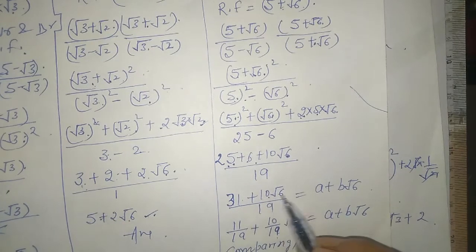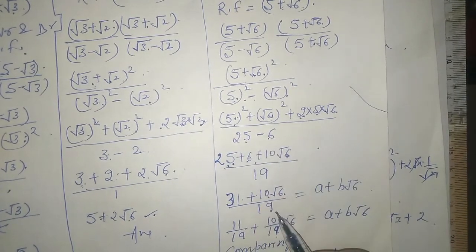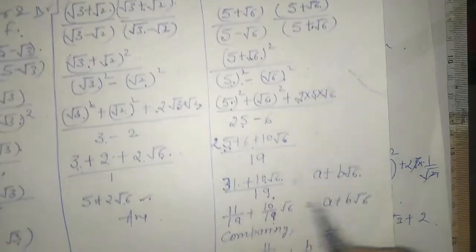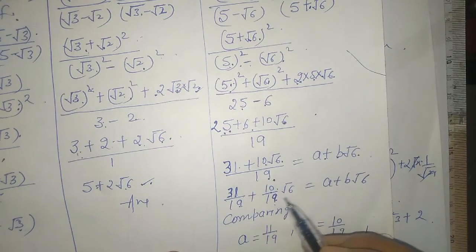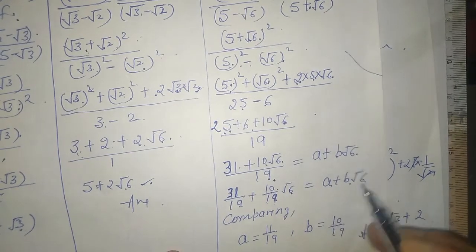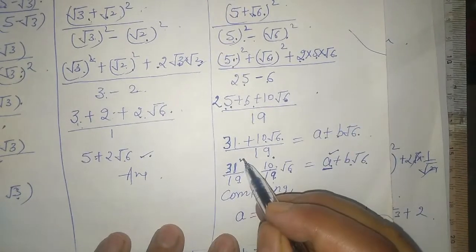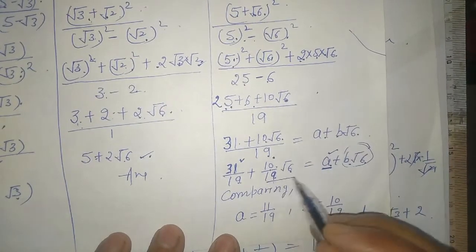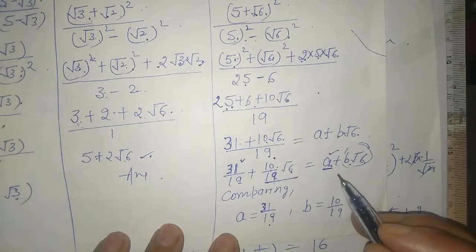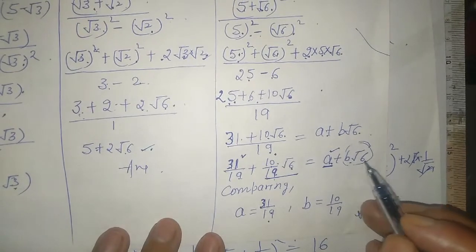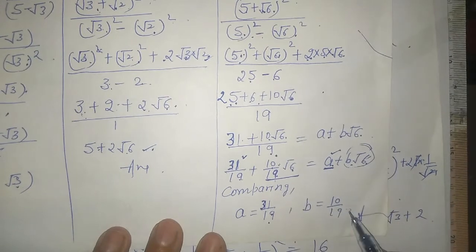So (31 + 10√6) upon 25 − 6, that is 19, equals a + b√6. So it is 31/19 + (10/19)√6 = a + b√6. If we compare both sides, a is compared to the rational number and the irrational number is compared to the irrational number. So a is 31/19 and b is 10/19, because √6 will cancel out when we compare.